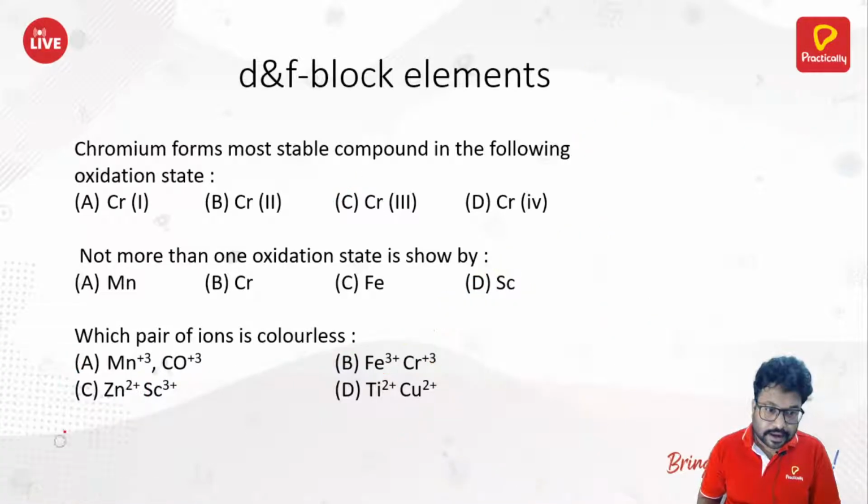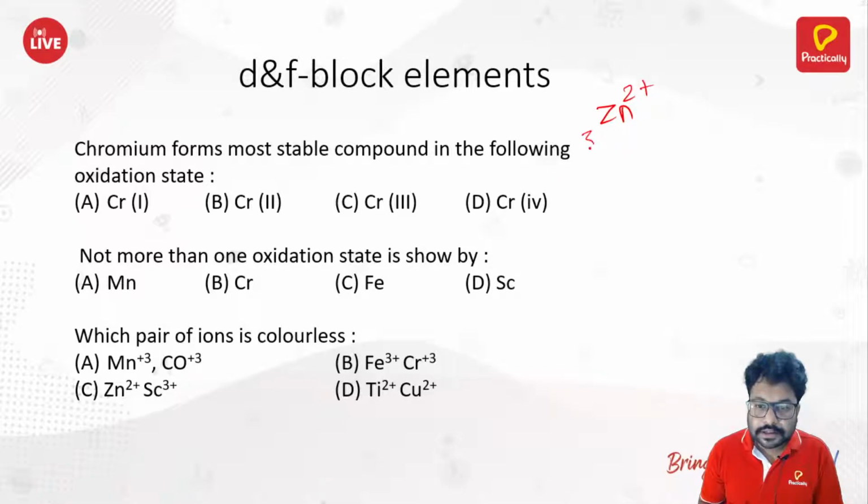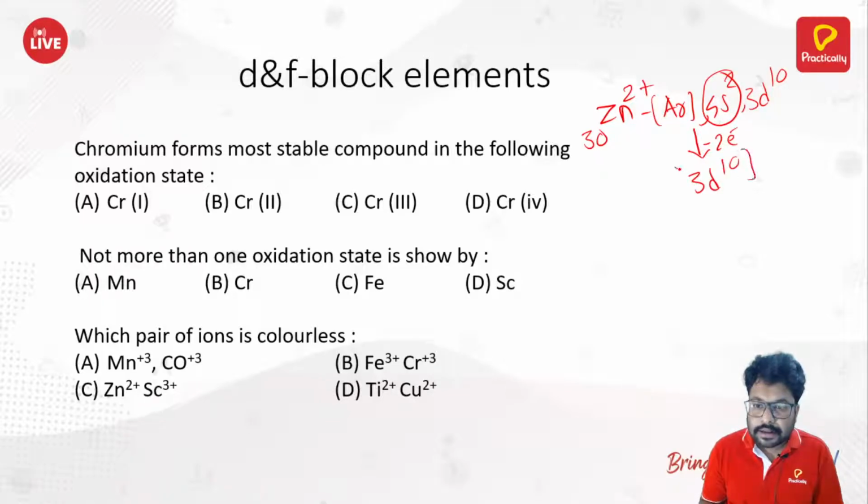Next, now C, Zn2+. What is the atomic number of zinc? 30. Electronic configuration argon 4s2 3d10. Out of which 2 electrons have gone, that means the s electrons are gone. You remain with 3d10, and 3d10 has to be colorless.